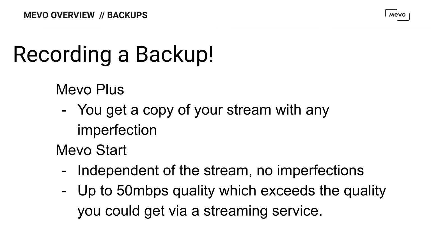So when it comes to the Mevo Start, you can actually set the recording to record at 50 megabytes per second. That is about 8 times greater than what the stream quality would be, and I can assure you that quality looks really awesome. So if you're looking for a really good quality recording after your stream's over, you can set that to 50 megabytes per second.